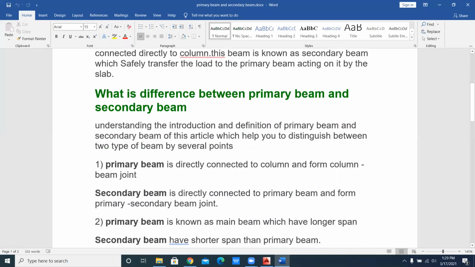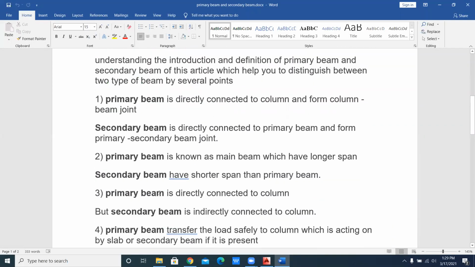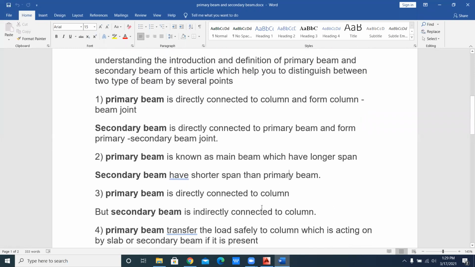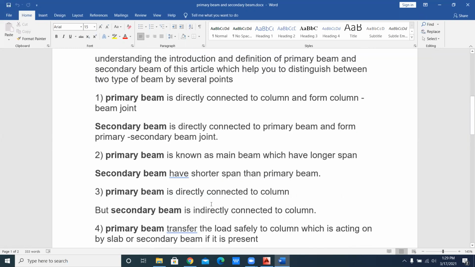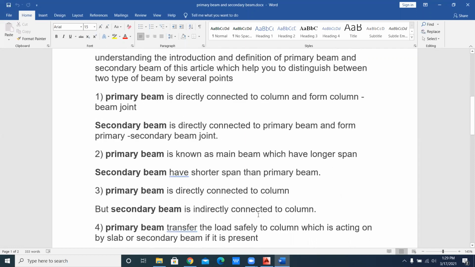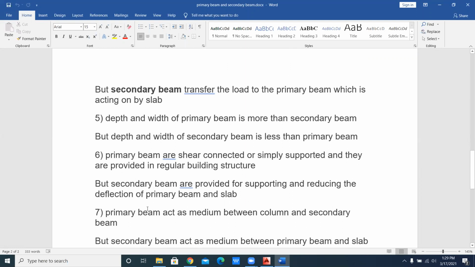There are some types of secondary beam, and this is a very important thing: the primary beam is known as the main beam, which has a longer span, while the secondary beam has a shorter span. The primary beam is directly connected to the column, but the secondary beam is indirectly connected to the column. Indirectly means it is first supported on the primary beam and then goes to the column. The primary beam transfers load safely into the column, which is acting on the slab.